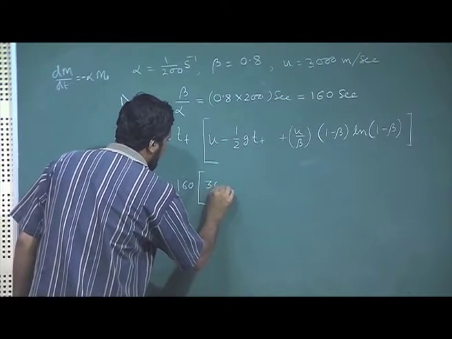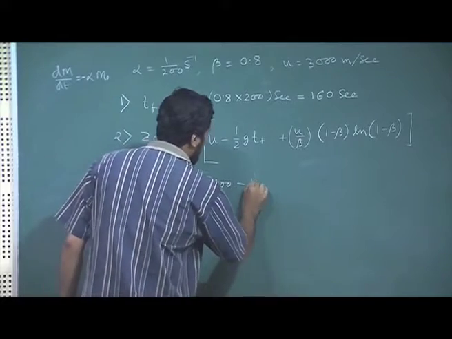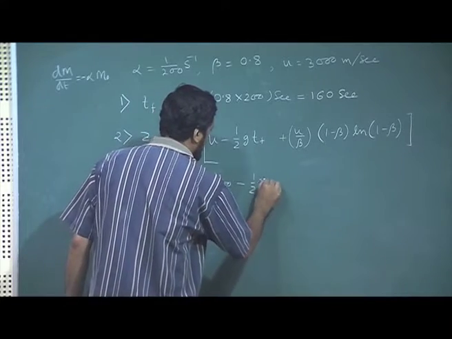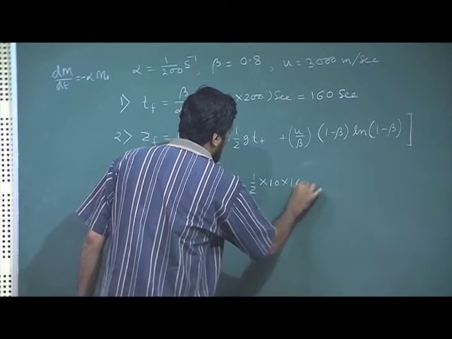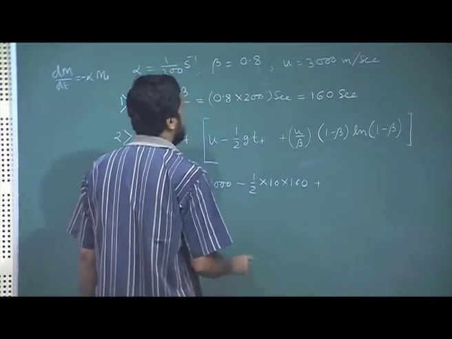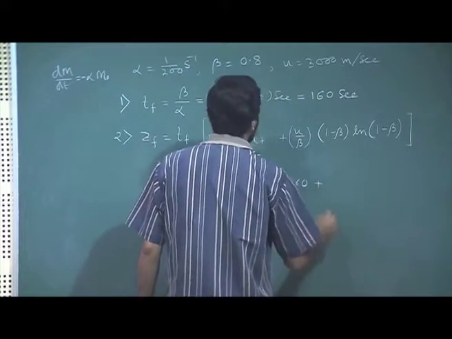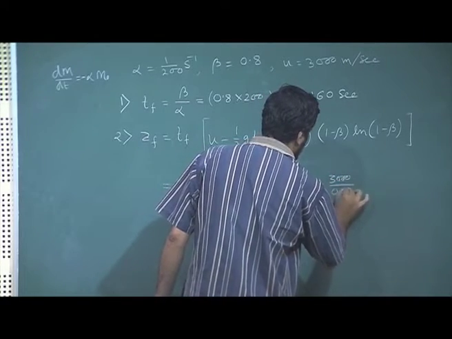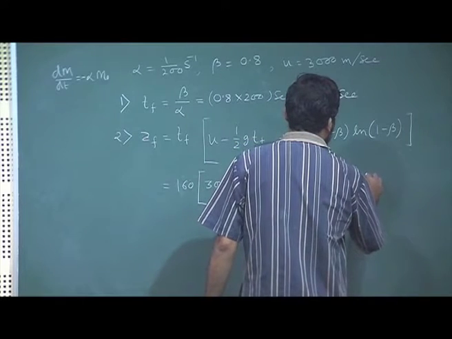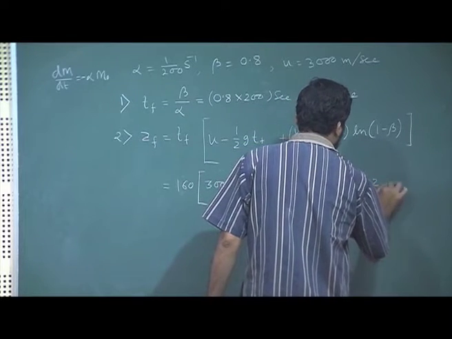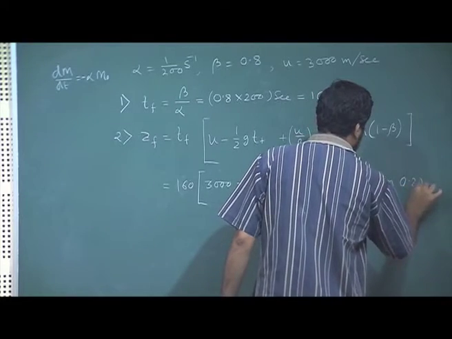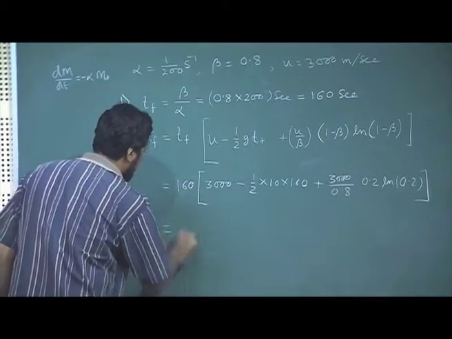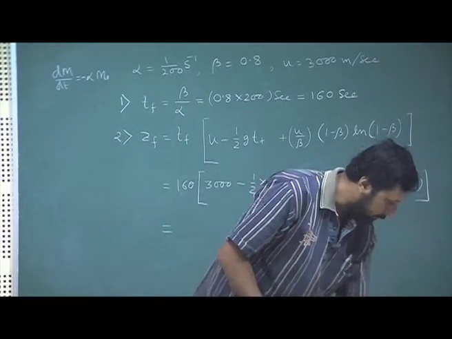So, we have 3000 minus half g, we take as 10, into 160 plus u by beta, u is 3000 by 0.8, and 1 minus beta is simply 0.2 ln 0.2. Okay. And in order to calculate this, we just need a calculator as before.